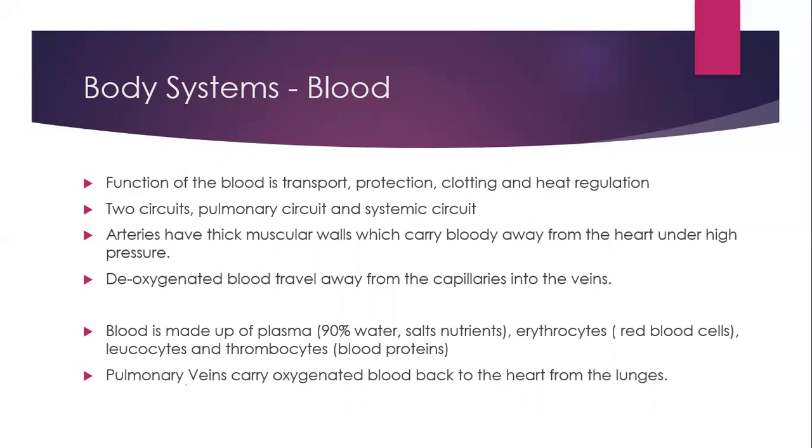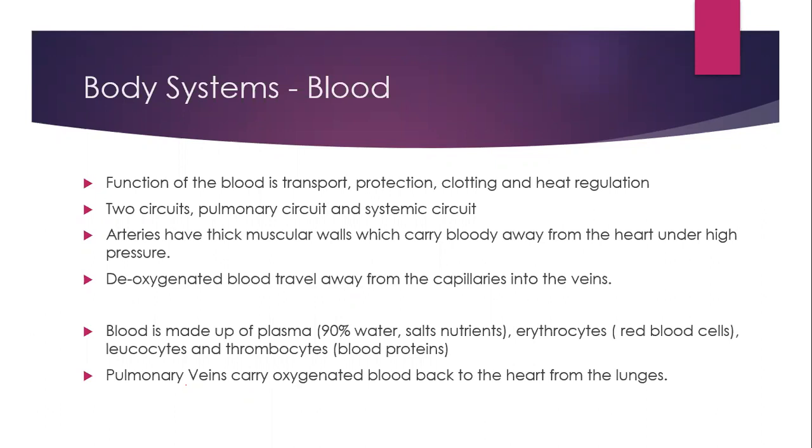You've got arteries, which have muscular walls and carry blood away from the heart. This is under high pressure, so very fast flowing. Then you've got deoxygenated blood traveling away from the capillaries into the veins. Once all of the blood has been distributed into the body, it's carried by the capillaries into the veins back to the heart to get oxygenated again.